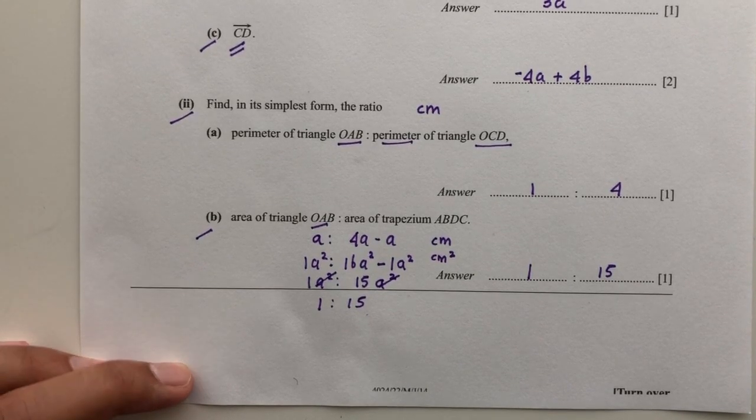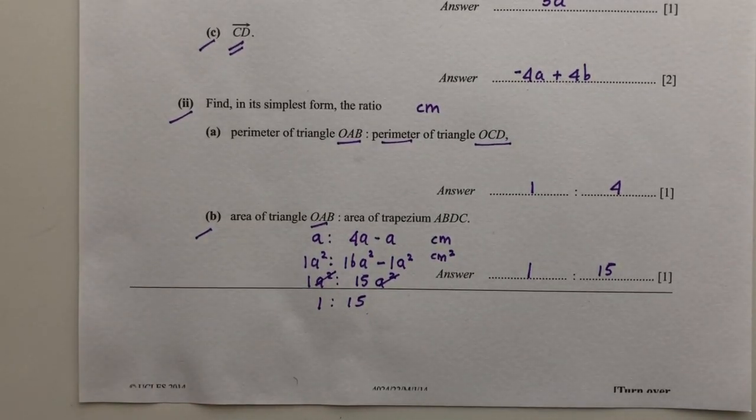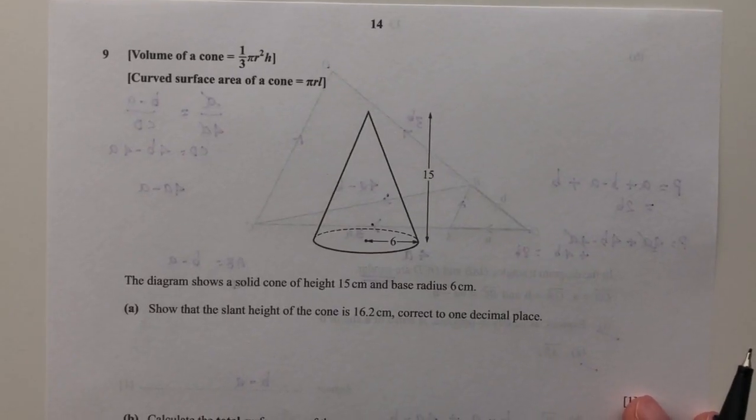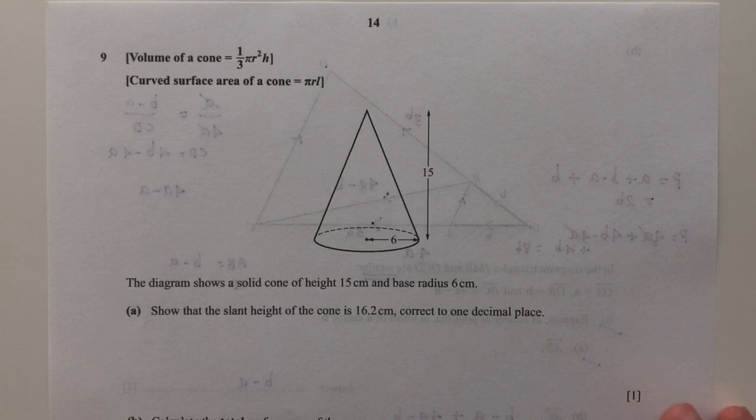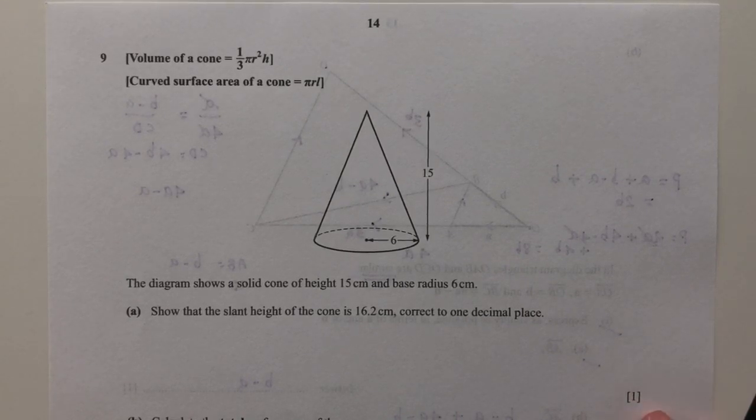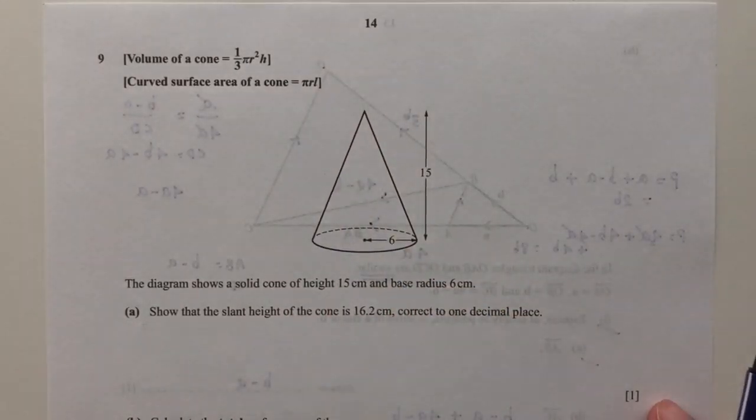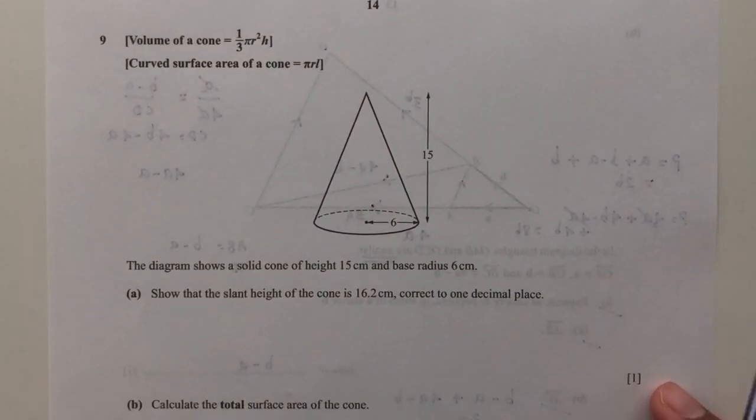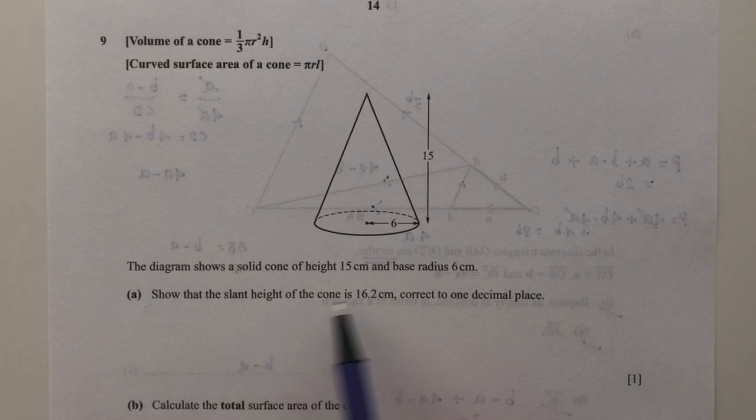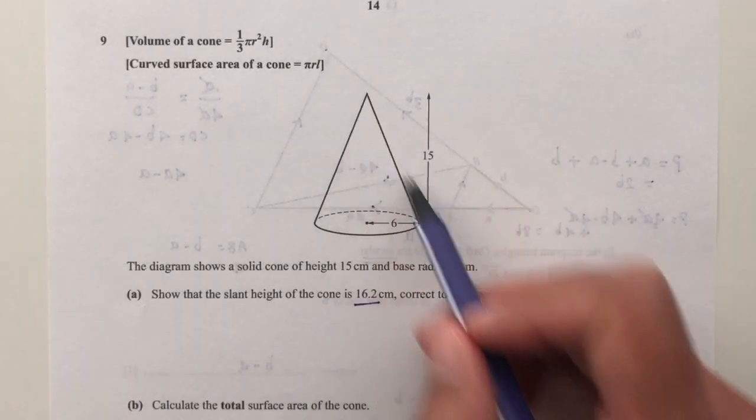Okay, so that was question, I think number 4. Let's move on to the next one. Let's move on to question number 9. The volume of a cone is 1/3 pi r square h. That's the volume of the cone, and the curved surface area will be pi r L. So part 1, show that the slant height is 16.2, this height.